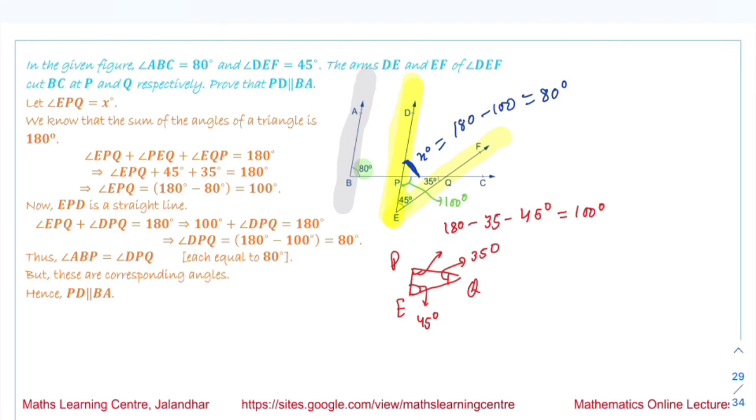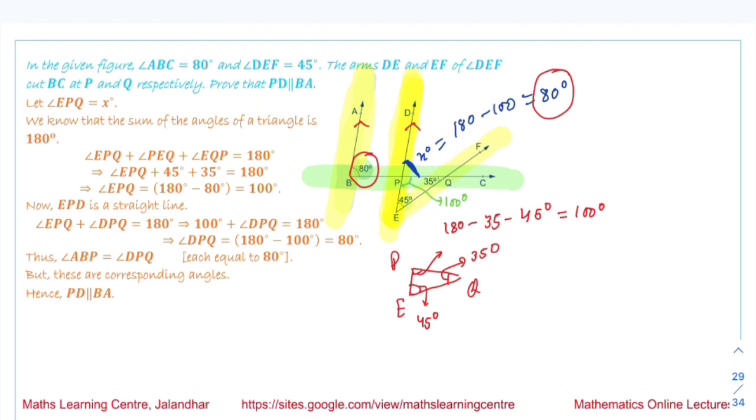Now look at these two lines. One line is AB and the second is DE. For these two lines we have DPQC as a transversal. This angle is 80 degrees and this angle is 80 degrees, so their corresponding angles are equal. When the corresponding angles for these two lines are equal, our corresponding angle axiom says that these two lines are parallel to each other, and this is what we have to prove.